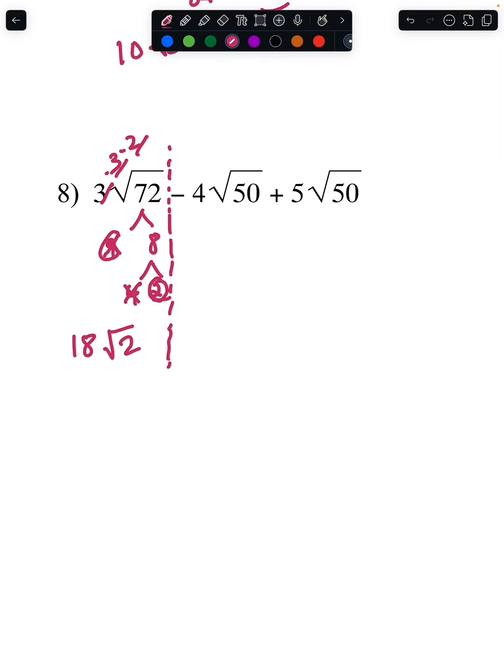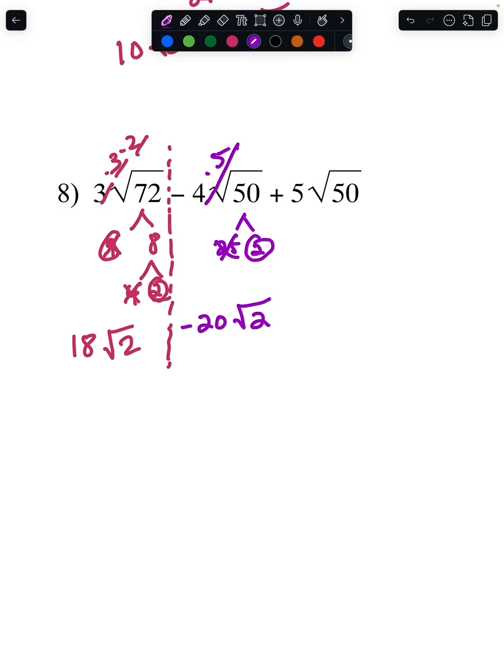Okay? Now, in the negative 4 square root 50, let's break down 50. I could do 5 and 10, yes. But I'm going to do 25 and 2. 2 is prime. And 25 is a perfect square. And the square root of 25 is 5. So now I got to multiply those two. Negative 4 times 5 is negative 20 square root of 2.